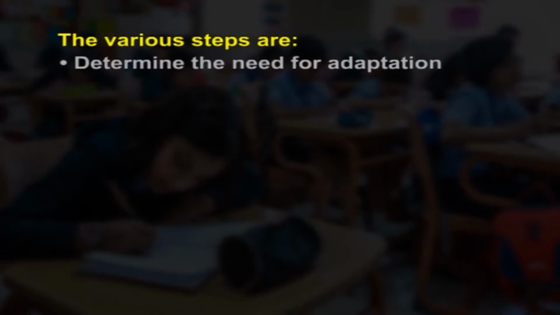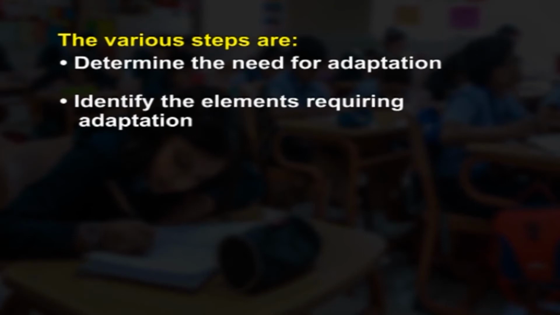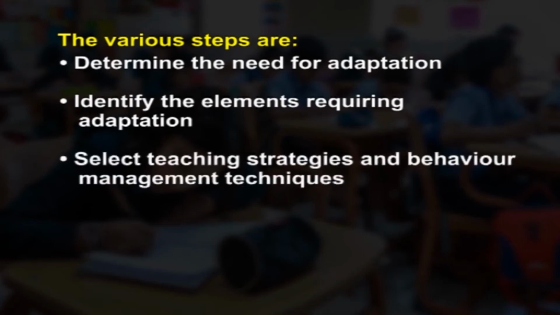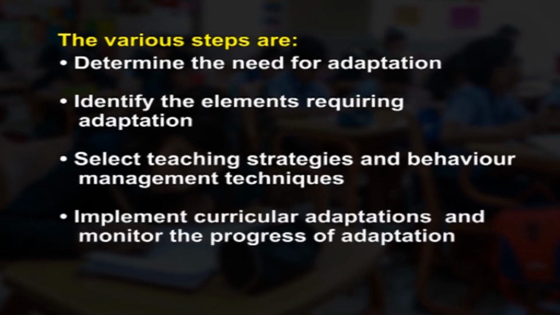There are different steps in curricular adaptations. It is also known as the process of curriculum adaptation. The various steps are: determine the need for adaptation, identify the elements requiring the adaptation, select teaching strategies and behavior management techniques, implement curricular adaptations and monitor the progress of adaptation, and fade the adaptation.